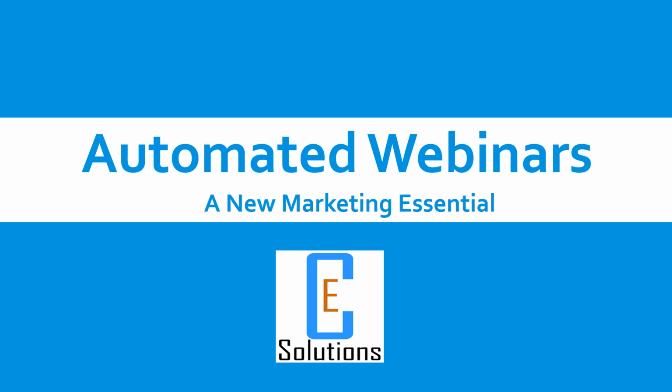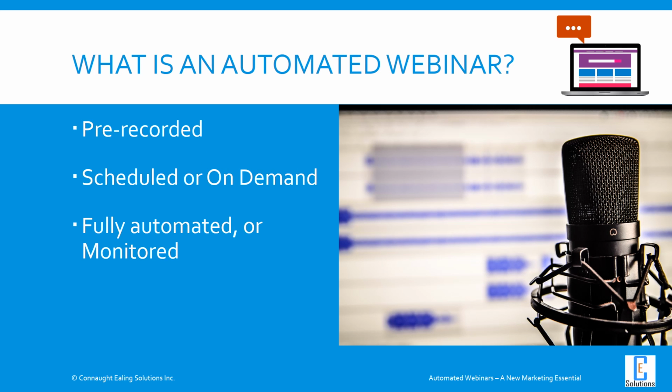Today, we're going to talk about automated webinars. An automated webinar is simply a pre-recorded webinar that can be placed into a scheduler or delivered on demand to your audience. It can be fully automated or it can be monitored. Monitoring just means that you can have a live chat session going as the webinar takes place if you prefer.